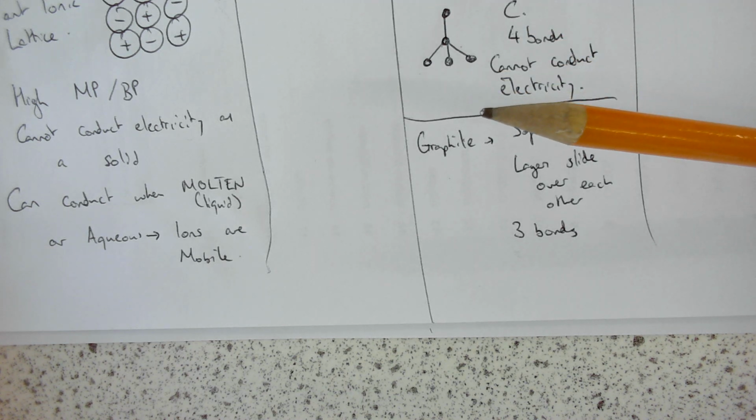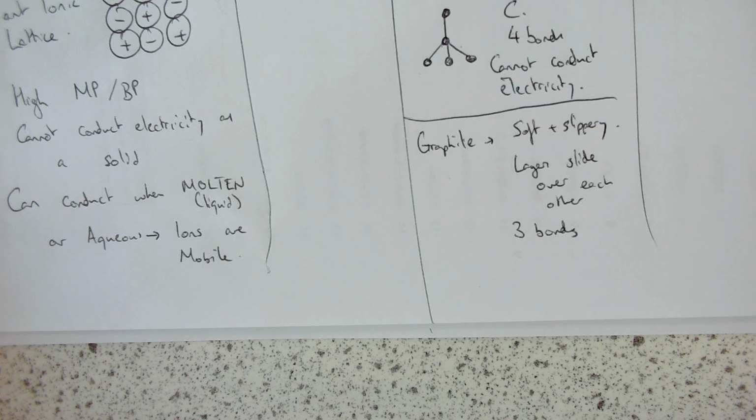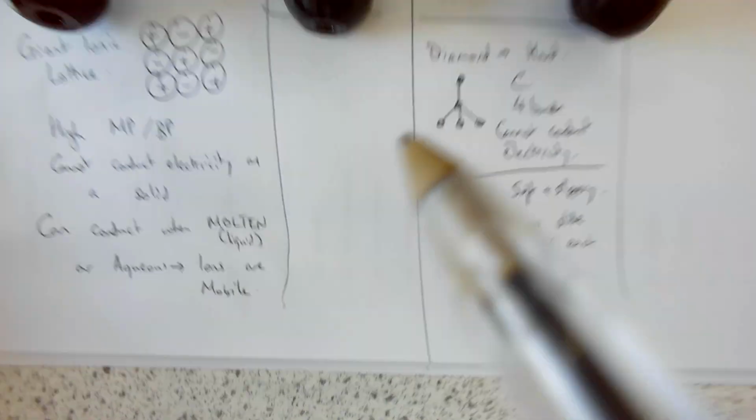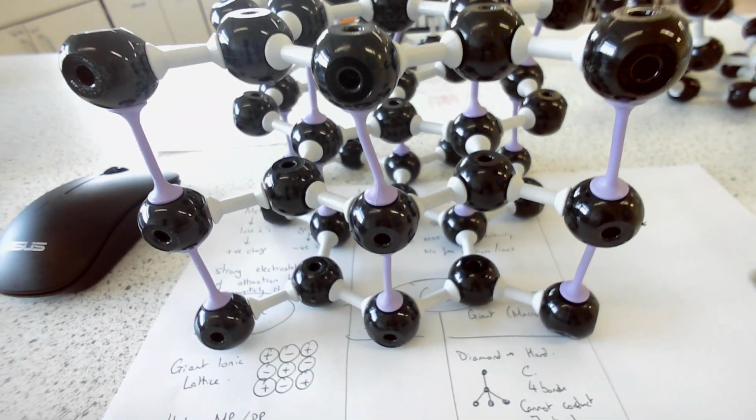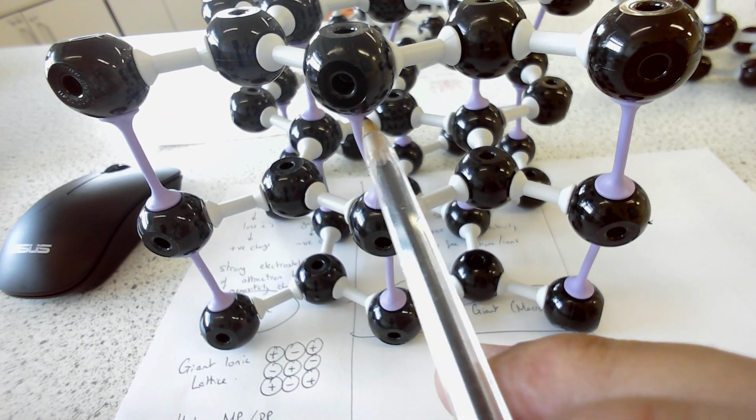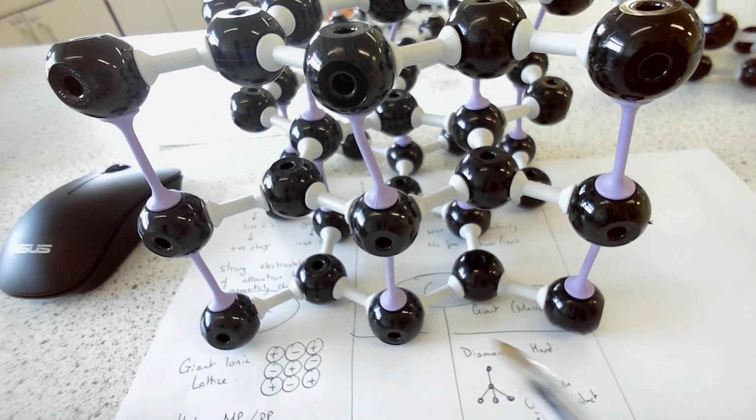Here's some graphite in a pencil. You probably got some as well. And if you want an actual model of graphite, we'll zoom out again. Whoa. Right, look at that. That is graphite. There are these purple things, and that just shows the layers.